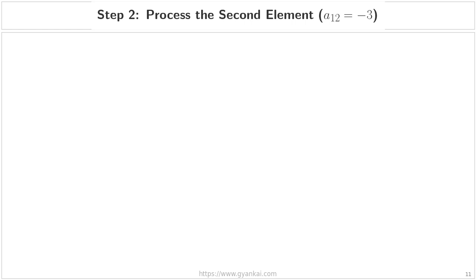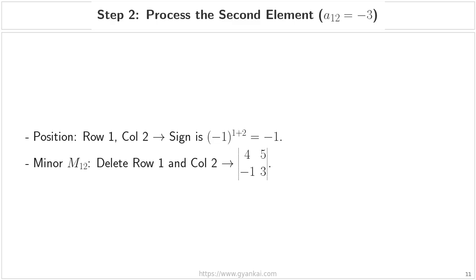Step 2. Process the second element, a12 equals minus 3. First, let's determine the sign for this position. Since this element is located in row 1 and column 2, we add those indices together to get 3. Because 3 is an odd number, our sign factor, calculated as negative 1 raised to the power of 3, results in a negative 1.